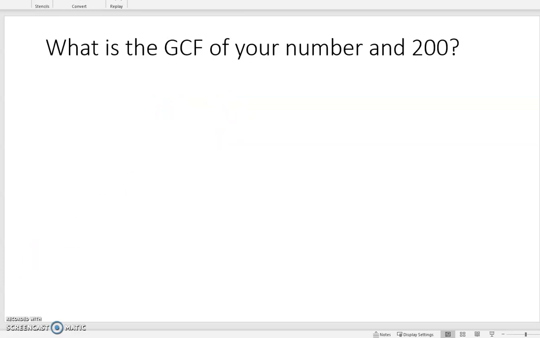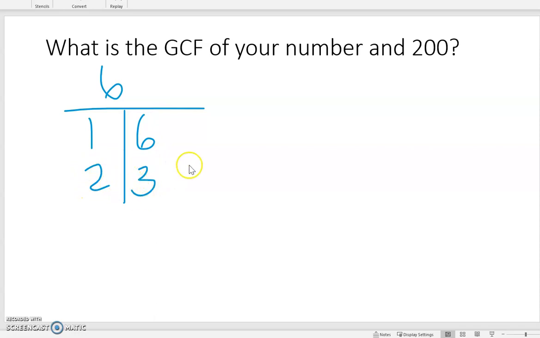Okay, for slide 8, you're finding the GCF, or greatest common factor. Remember, that's when we make our factor t's, which you should have already done for your number. So for 6, it's 2 and 3. In my example, I did this with 20 because I didn't want to give you all the factors of 200. So I list out all factors.